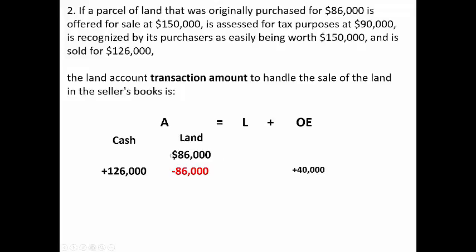You put the land on the books for $86,000, and you took it off when you sold it for $86,000. So that's the cost principle, and that owner's equity would be considered a gain on sale, which is like a revenue account. It is a revenue account.